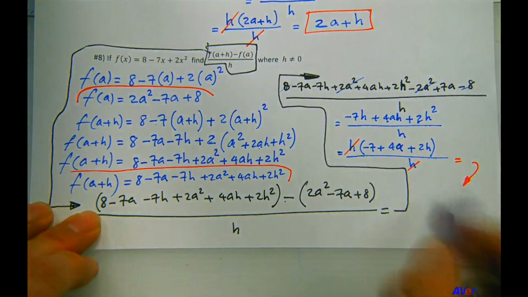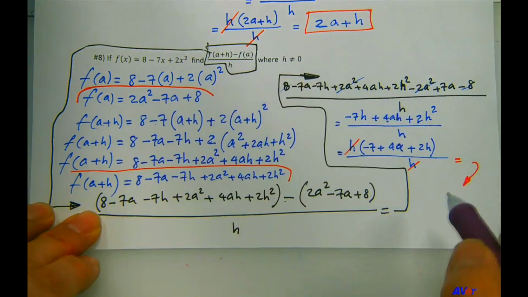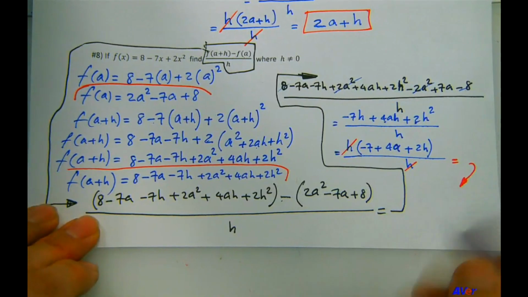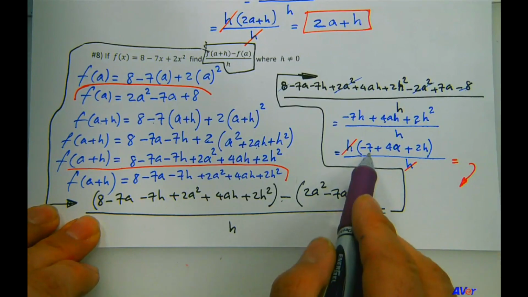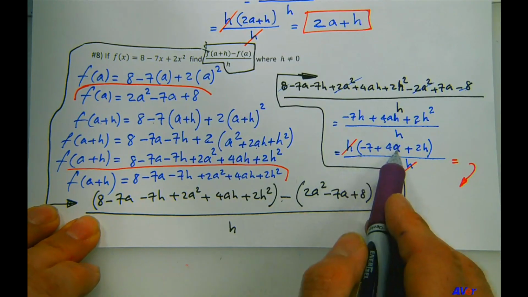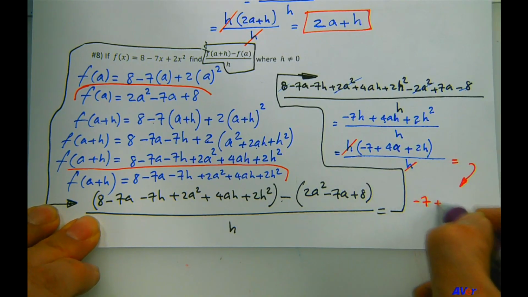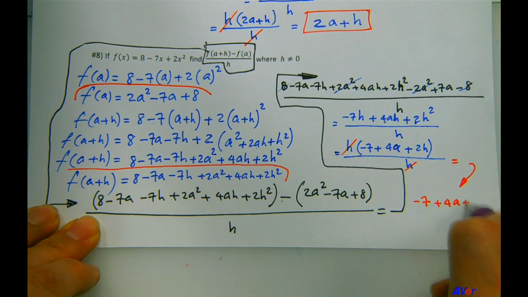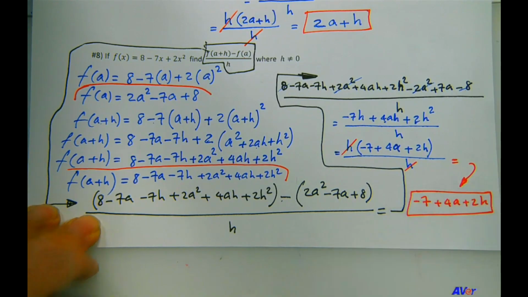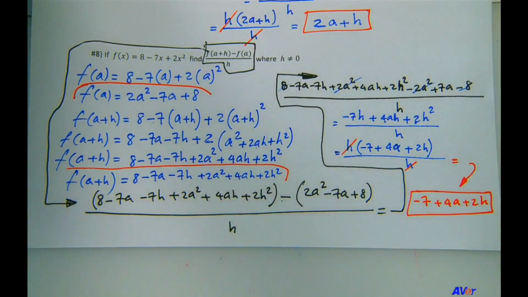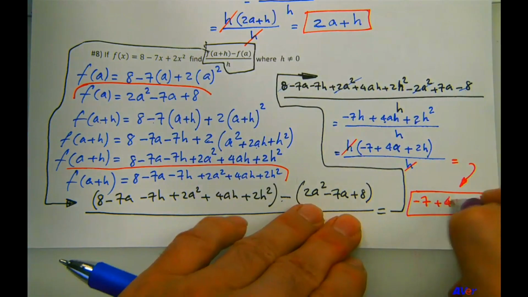I'm going to write it in red because this is so crowded that I want it to stand out, the final answer. So the final answer is minus 7 plus 4a plus 2h. There's the final answer. Okay, that's 4a.